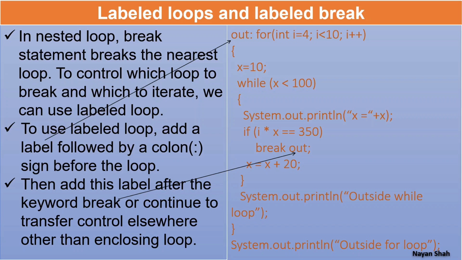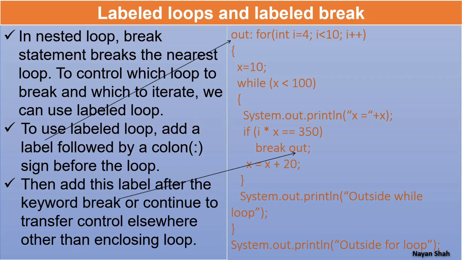So to control which loop to break and which to iterate, we can use a labeled loop. To use a labeled loop, add a label followed by a colon sign before the loop. As you can see in the first line of the right hand side program, the for loop has been given a label and that label name is out. It can be any name. So out is the name of the label of the for loop, and you can see the colon sign also.